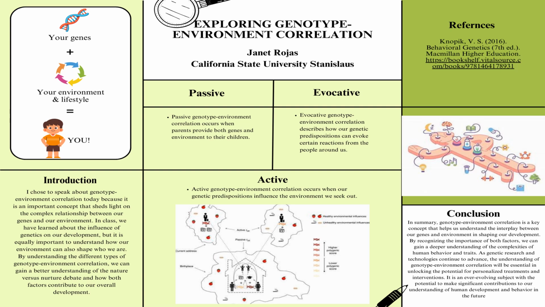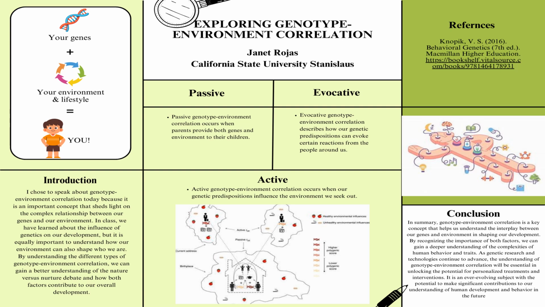We also have to remember that these types of correlations can have both positive and negative effects on our development. For instance, a child with a predisposition for anxiety may experience a passive and evocative correlation if their parents are anxious and the child receives a lot of negative reinforcement for their anxious behavior. On the other hand, active genotype-environment correlation can have a positive effect, as individuals can actively seek out environments that are suitable for their talents and interests. Just like I mentioned, a child with a genetic predisposition for music may actively seek out music lessons and opportunities to cultivate their talents.